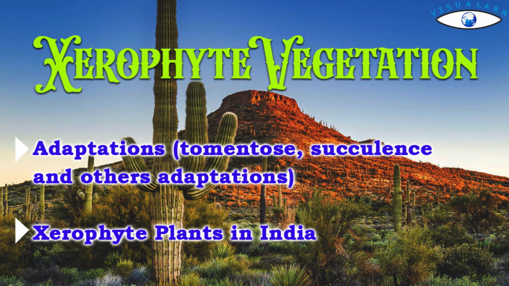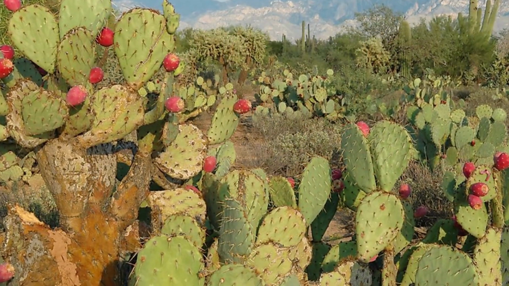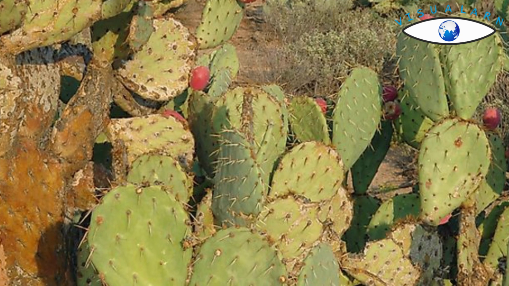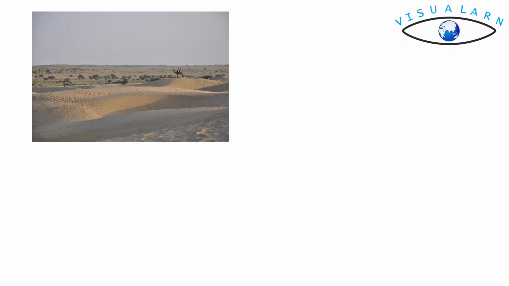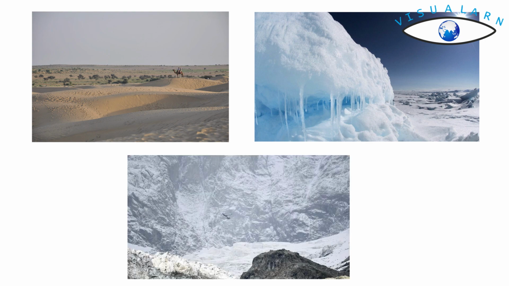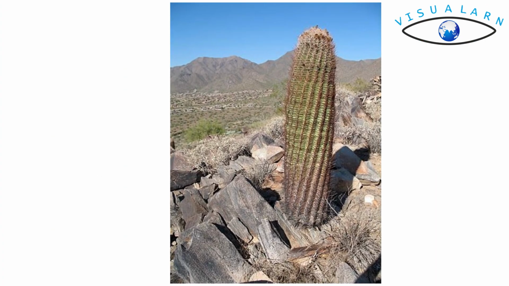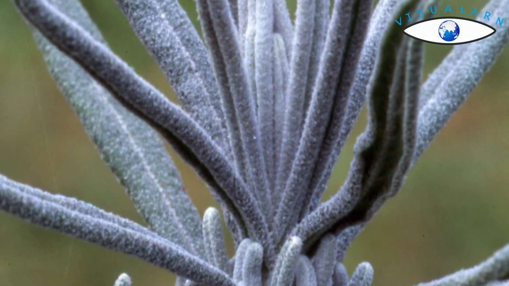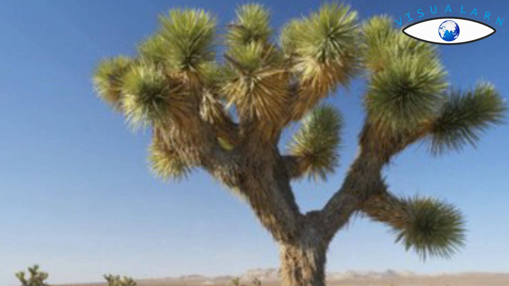A xerophyte is a species of plant that has adaptations to live in a place with little liquid water, such as a desert or a place in the Alps or the Arctic. Some xerophytes have tiny hairs on their surface to provide reduced airflow. Thereby, they reduce the rate of evaporation.